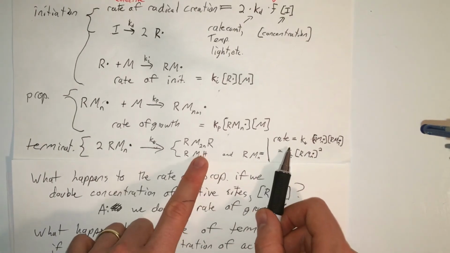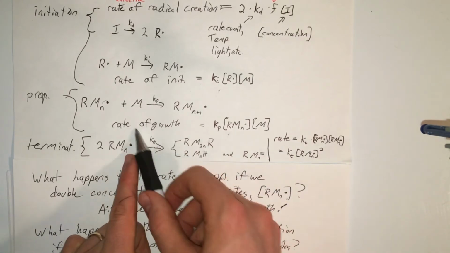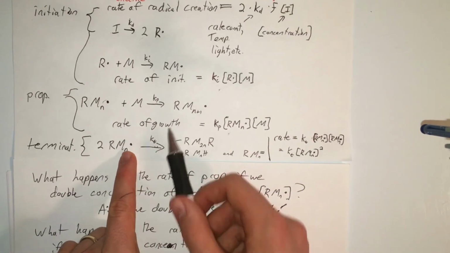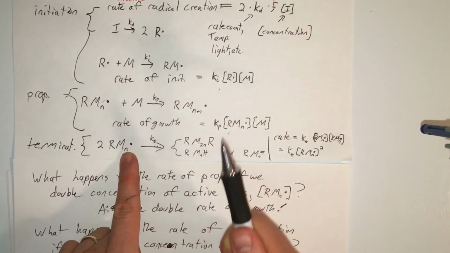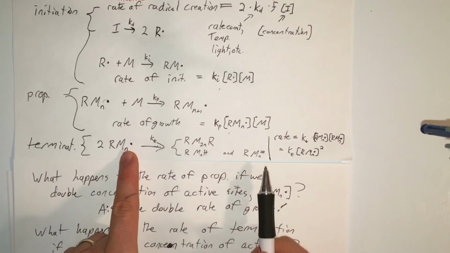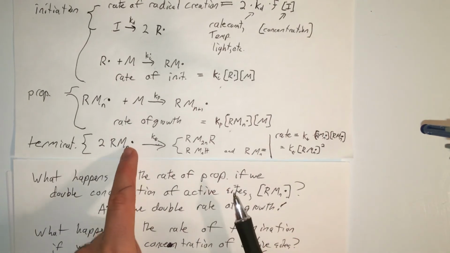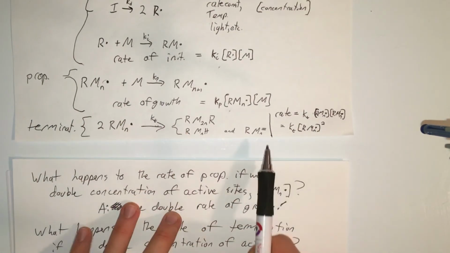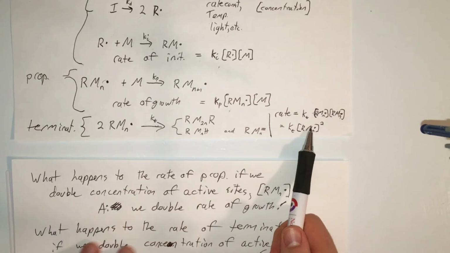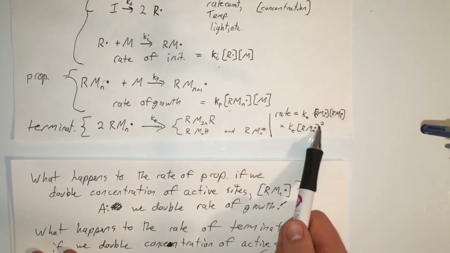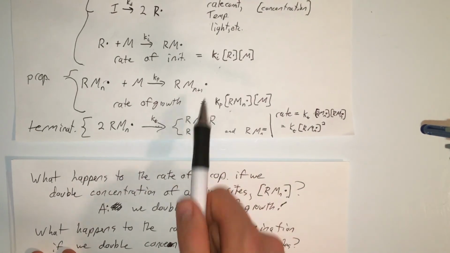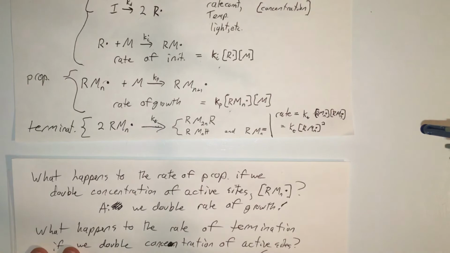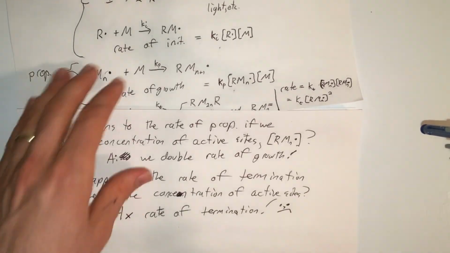So if we quadruple the rate of termination, but we only double the rate of growth, what's going to happen to the average length of our chains? Well, the average length of the chains is going to go way down, and we'll be able to quantify that later. But the idea here is if you double the number of active sites, you're going to greatly increase your termination while only mildly increasing your propagation. And that's generally bad for increasing molecular weight.